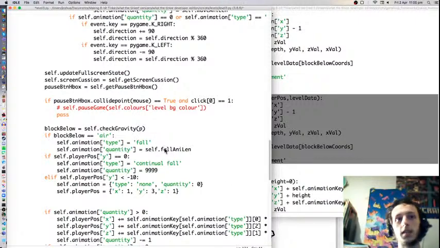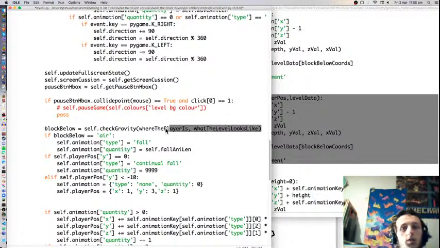So here we'd be passing in where the player is, the player position. And we'd be passing in, what else are we passing in? Oh yeah, what the level looks like. This is usually what the code will look like, it's just because of object-oriented weirdness. But you do that, so you're getting the information you need, and then you're saying put that information in a new thing called block below, which is quite reasonable. And then we can use that in later programs.